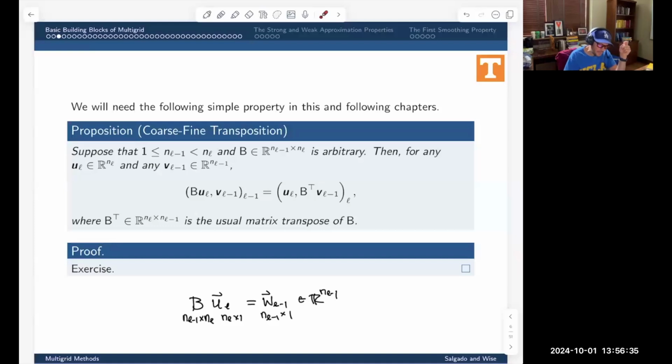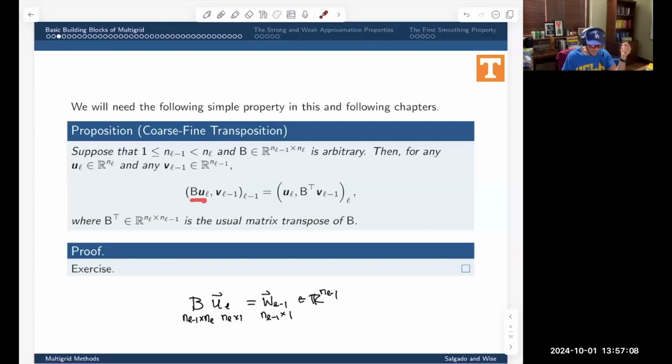Now, I'm going to bypass this a lot of times and just say the product here is a level L minus 1 vector. See how I'm saving a lot of writing and words by saying this is a level L minus 1 vector rather than this is a vector from R^(n_{L-1}). In other words, when I multiply B times u_L, I get a vector which has n_{L-1} components. So it's in R^(n_{L-1}), or in level L minus 1.